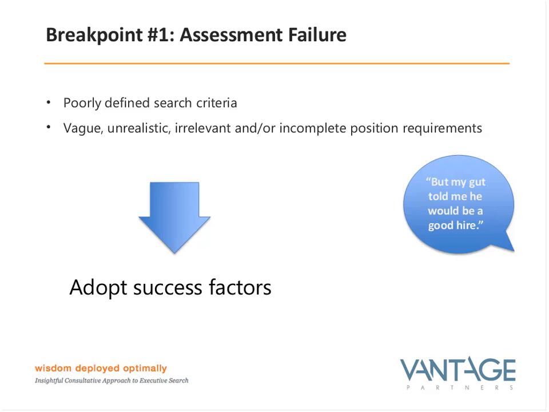Now, in an ideal world, you'd want to limit your success factor list to 6 to 8 attributes that are critical drivers for the hire. And then once completed, share those with your team in writing so everyone's on the same page. So that takes us to breakpoint number 2 of phase 1.